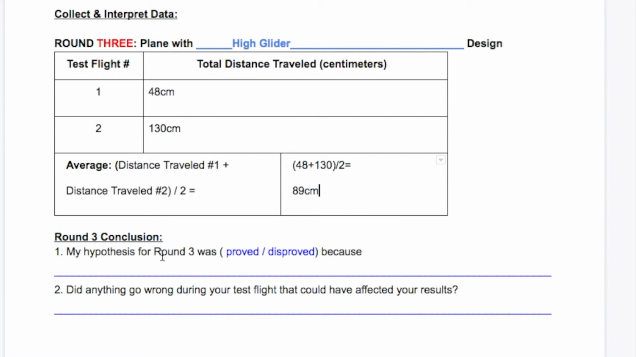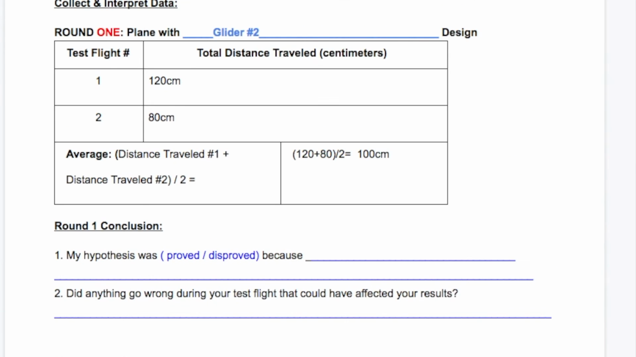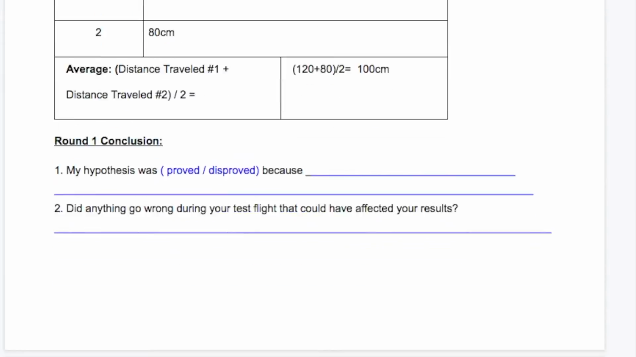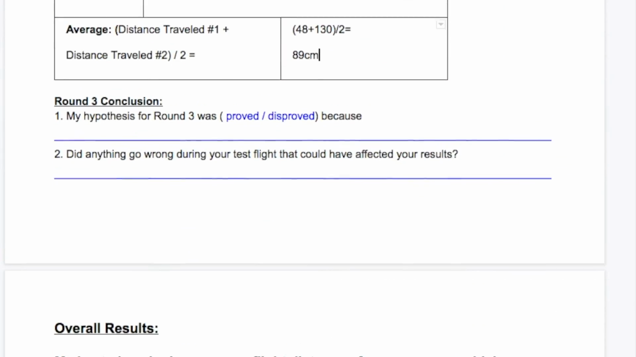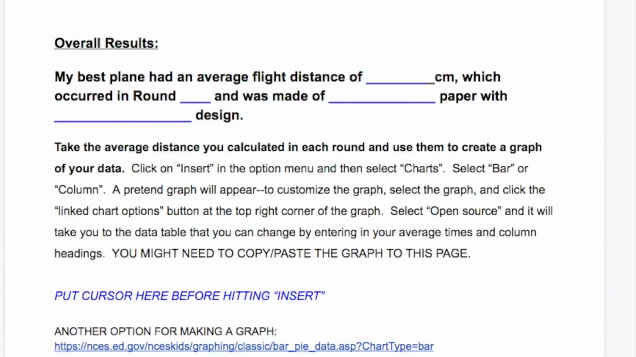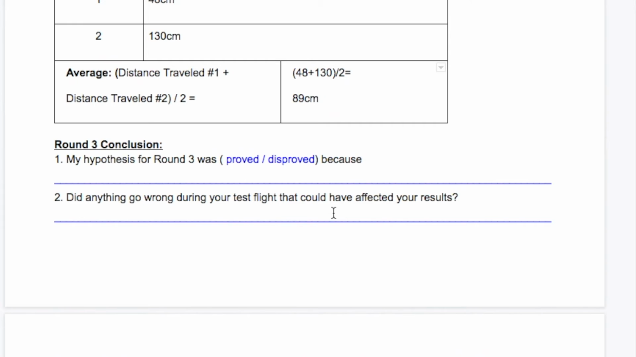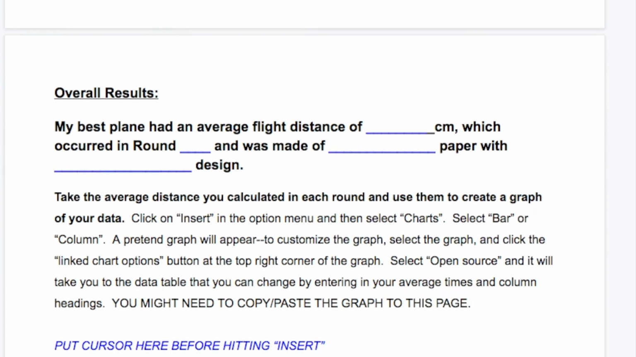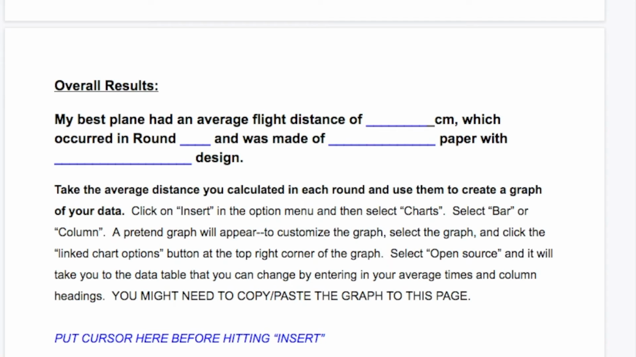So again here, my hypothesis for round 3 this time, we're going to say it's disproved because this number is definitely smaller than the average that I got of 100 centimeters on round 1. And then I'm going to think about, did anything go wrong with my test flight? And on this page, this is where I'm going to go look at my numbers.